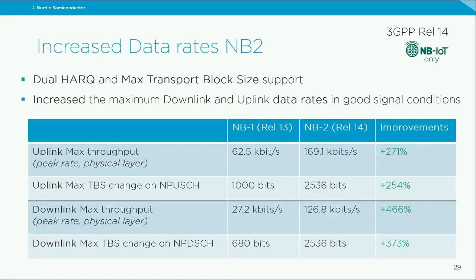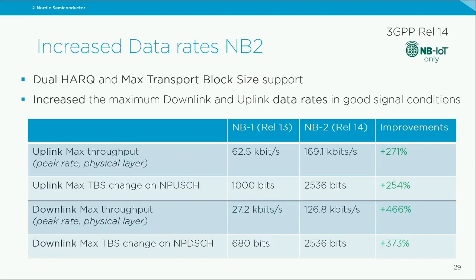And now over to another nice feature, or features, that improves the data rates for NB2. So this is an NB-IoT only feature. From before we had one HARQ process, but now we have support for dual HARQ, and also we have support for max transport block size. Both these features increase the maximum downlink and uplink data rates in good signal conditions.